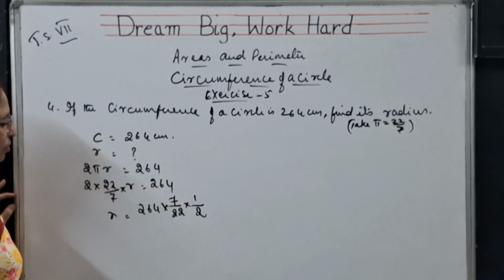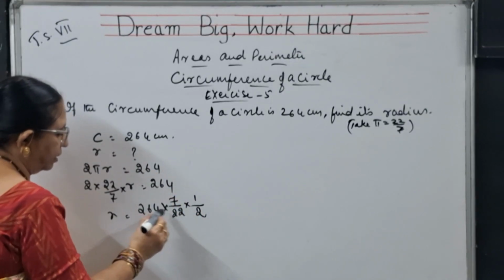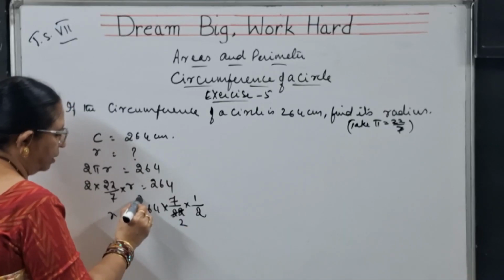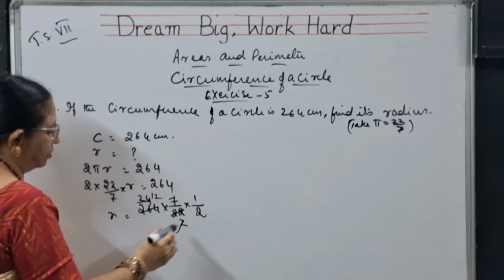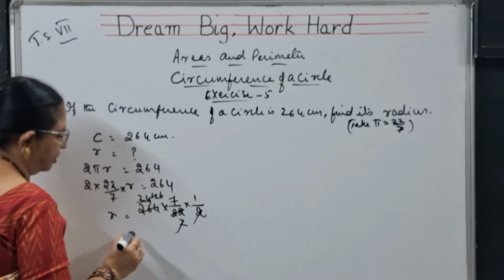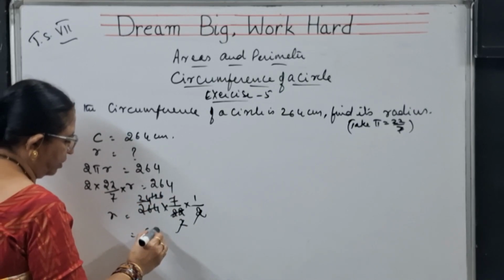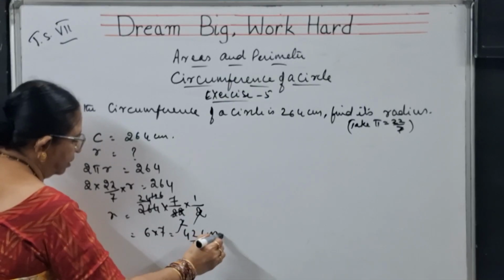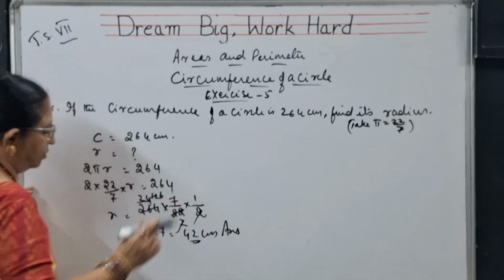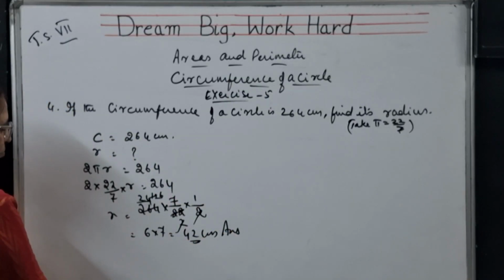Reciprocals I have already told, children. So I can take this: 11 twos are 22, 11 fours are 44, 2 ones are 2, 12s are 2 ones are 2, six are 6 into 7, that is 42 centimeters is the radius. This is the answer for this problem, children.